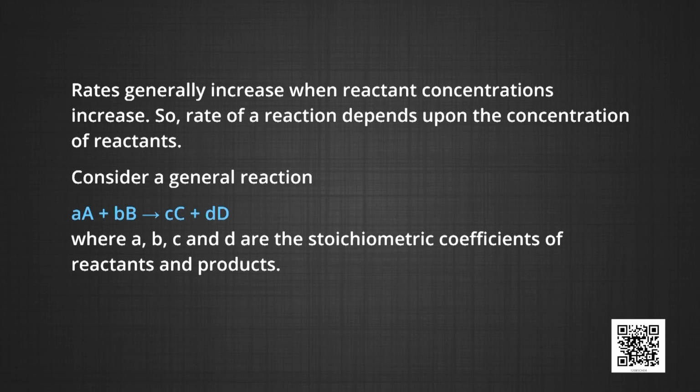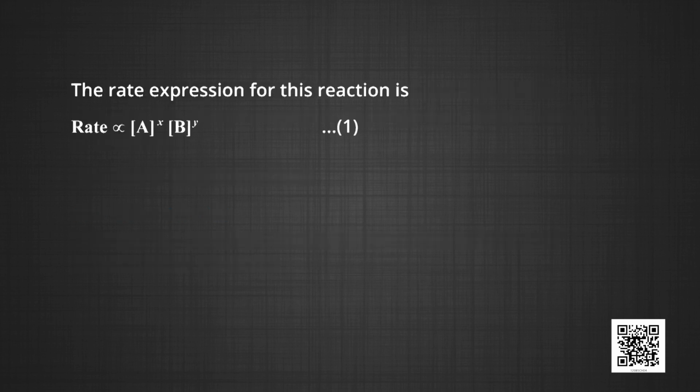Let's consider a general reaction. Small a is the moles, and capital A is the reactant. Using this type of notation, I am taking a general reaction: a moles of A plus b moles of B gives c moles of C plus d moles of D, where small a, b, c and d are the stoichiometric coefficients of the reactants and the products. The rate expression for this reaction is: rate is directly proportional to the molar concentration of A raised to power x and molar concentration of B raised to power y. This is equation number 1.